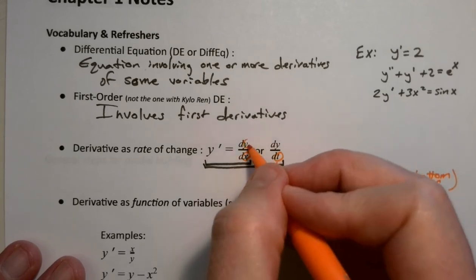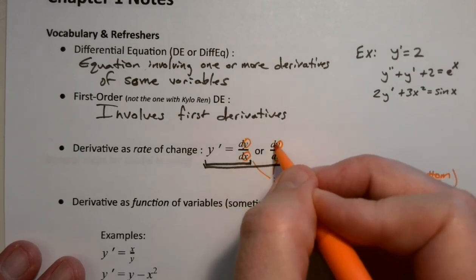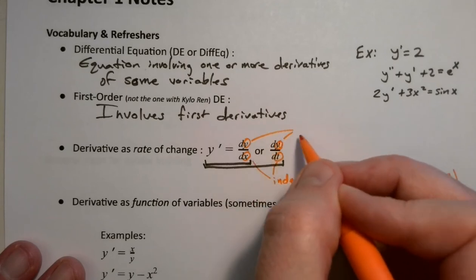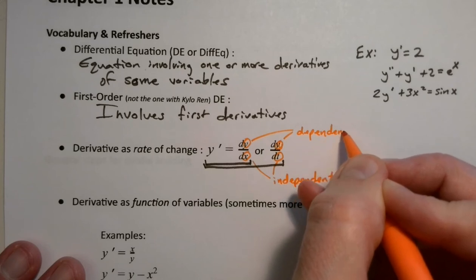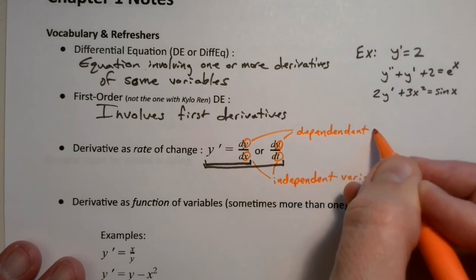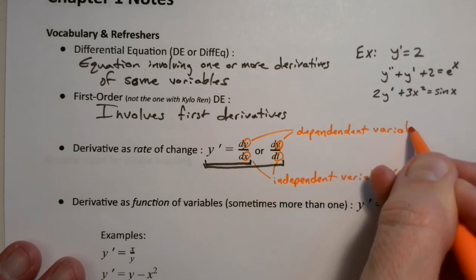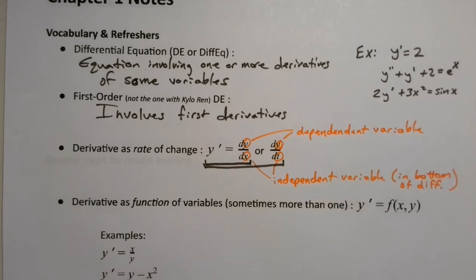And you can also tell that the y and the y over here are the dependent variable. And you can tell they're the dependent variable because they're in the top. So we take the derivative of some dependent thing with respect to some independent thing.